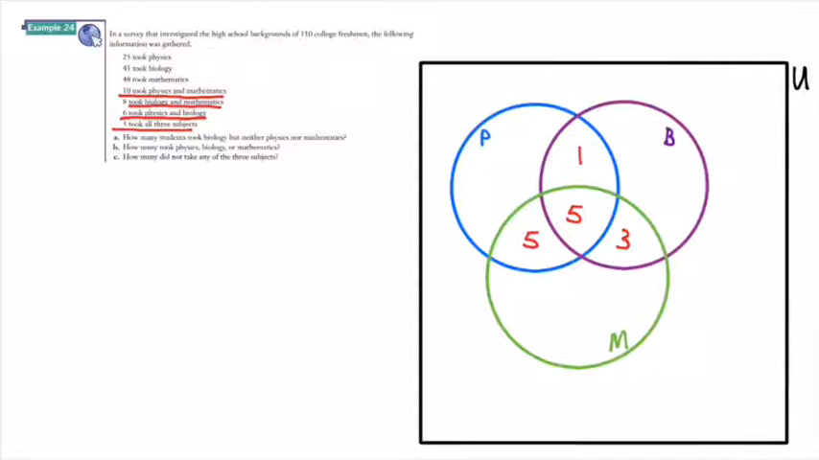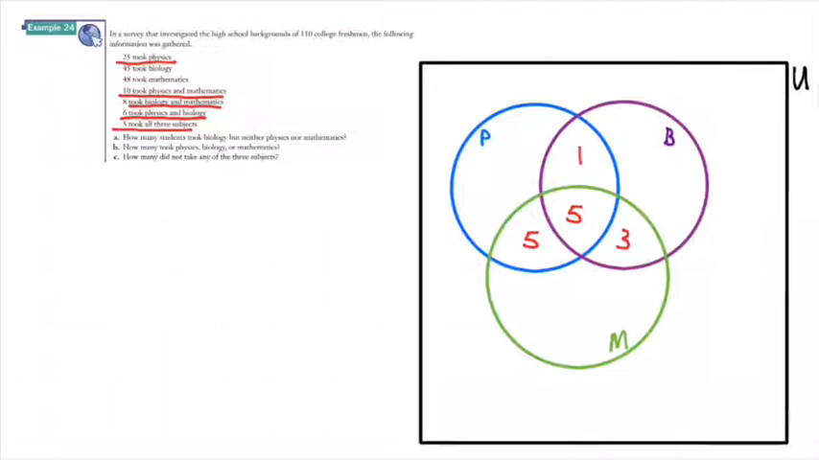Now we're going to be able to use these last 3 pieces of information to fill in these 3 remaining blanks, and we'll also be able to figure out how many students didn't take any of these courses. Let's start with the fact that 25 students took physics.